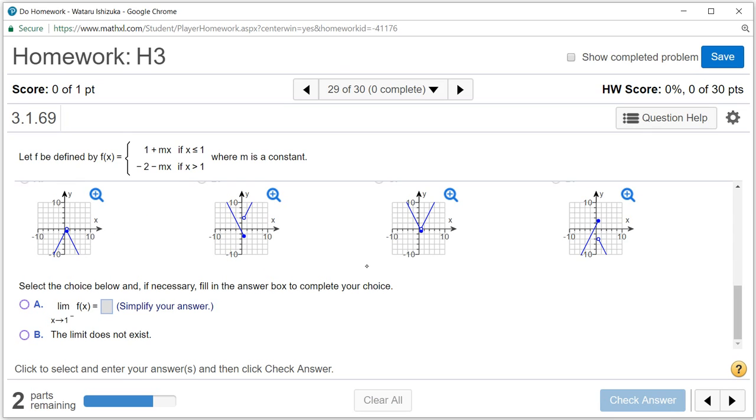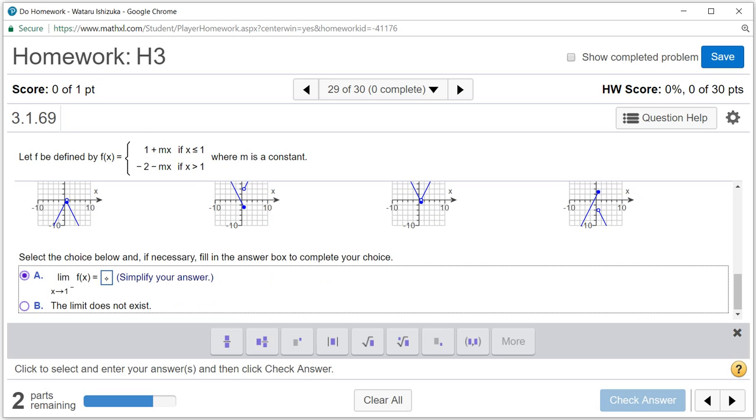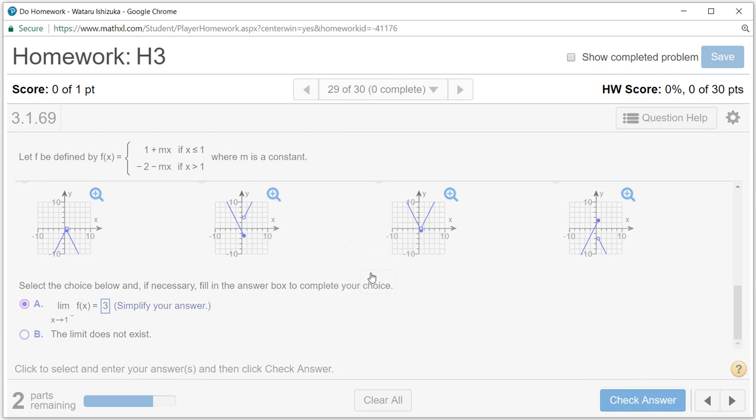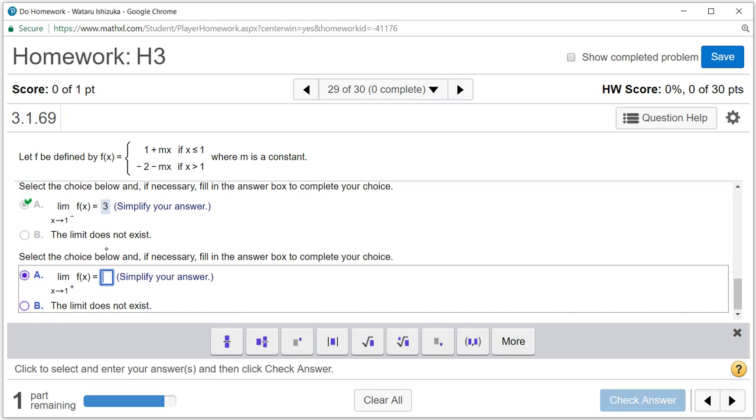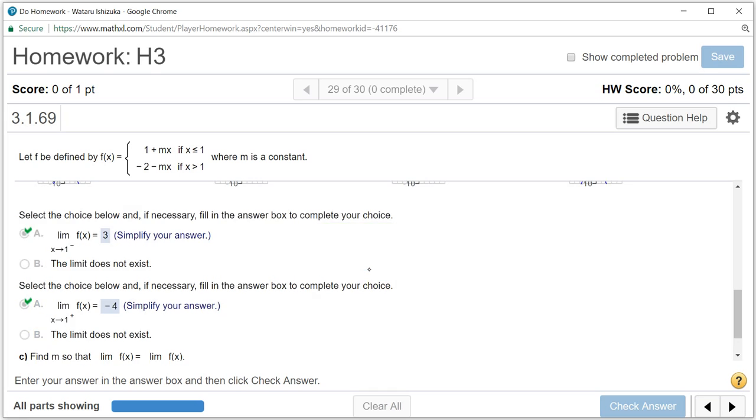Again, x is approaching 1 from the left, so we have to use the top formula. It's going to be 1 plus 2 times 1, so 3. Let's check the answer. We got that. And x is approaching 1 from the right, so I'm going to use the bottom formula. It's negative 2 minus 2 times 1, so negative 4 is the answer. Check the answer. We got that.